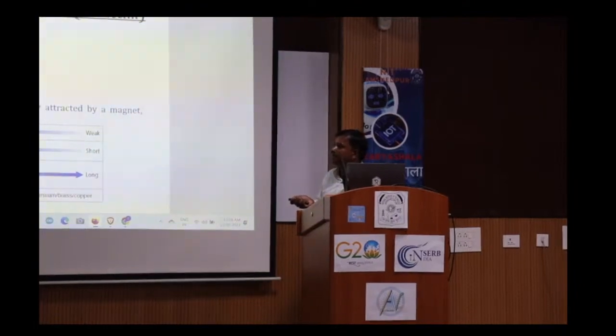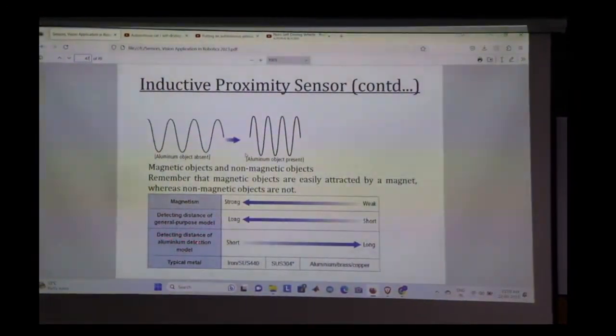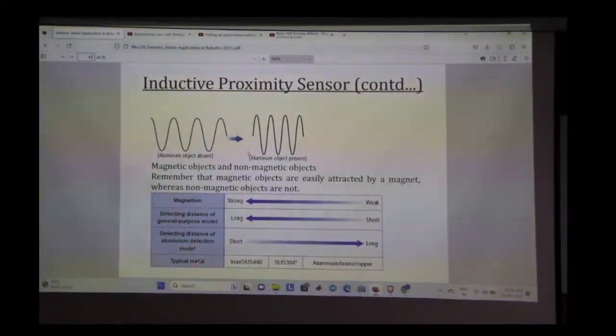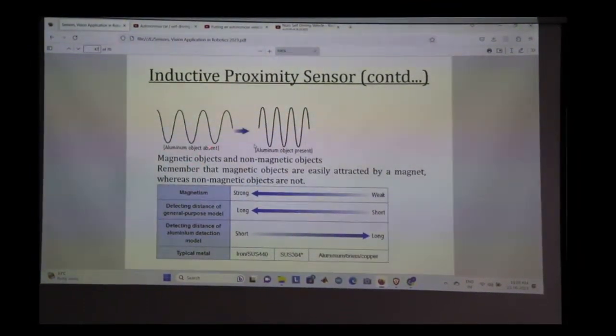Here it is telling about magnetism, detecting distance of the general purpose model, detecting distance of the aluminum detection model, and typical metal. So what is the meaning of this? See, if you have an aluminum object absent, it will be like this, then the frequency changes. This is a way of detecting an object, providing vision to the robot.